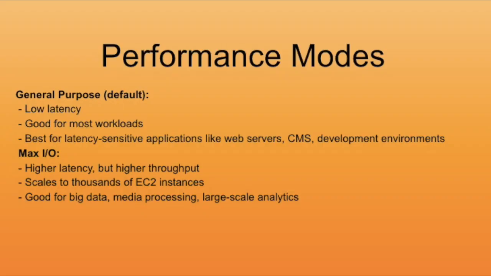EFS offers two performance modes: General Purpose, which has low latency. It's good for most workloads, and it's the best for latency-sensitive applications like web servers, CMS, or development environments. And Max I/O, which has higher latency and higher throughput, scales to thousands of EC2 instances, and is good for big data, media processing, and large-scale analytics. You choose the performance mode when you create the file system, and you can't change it later.